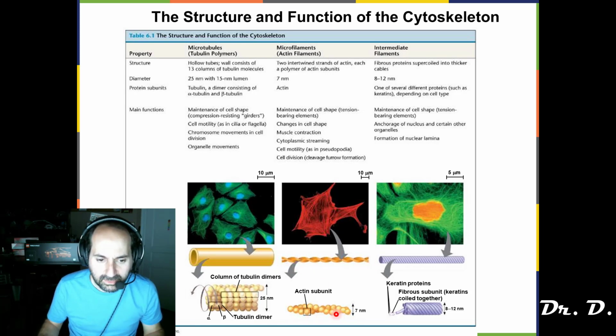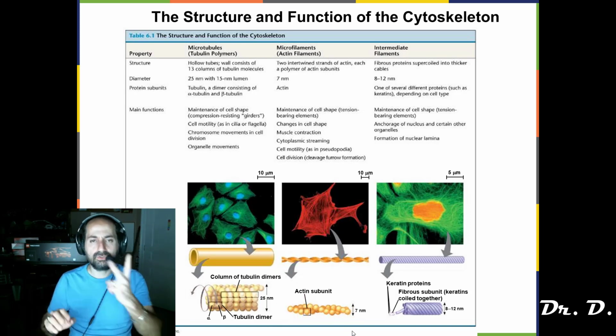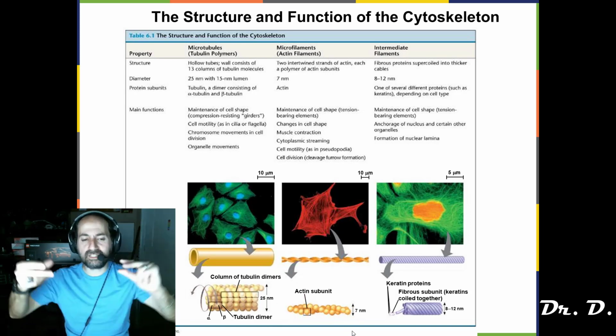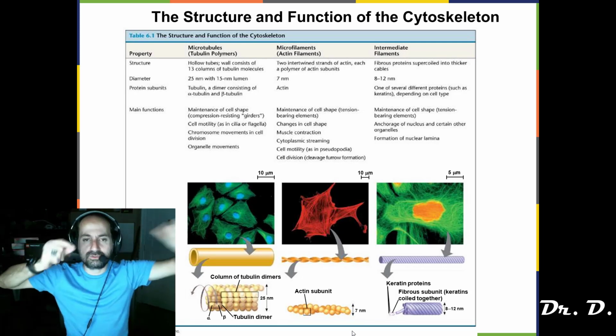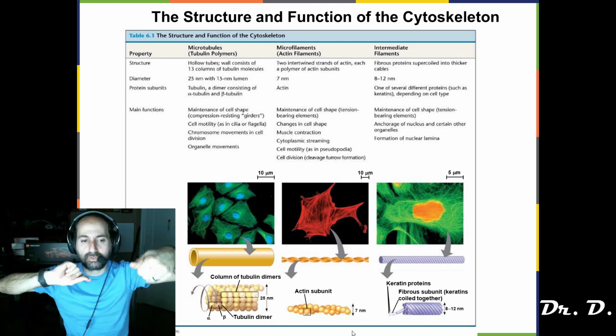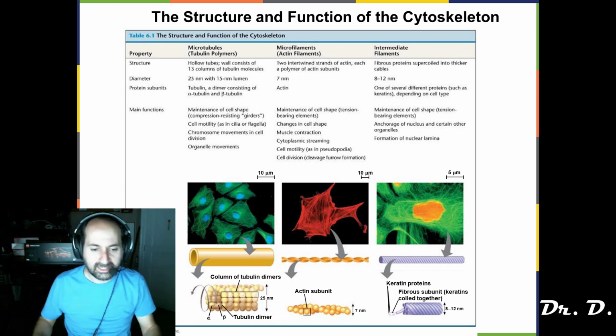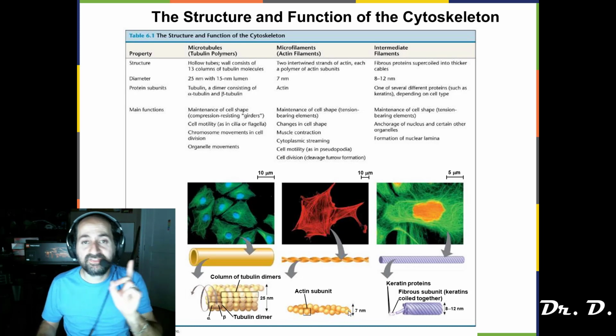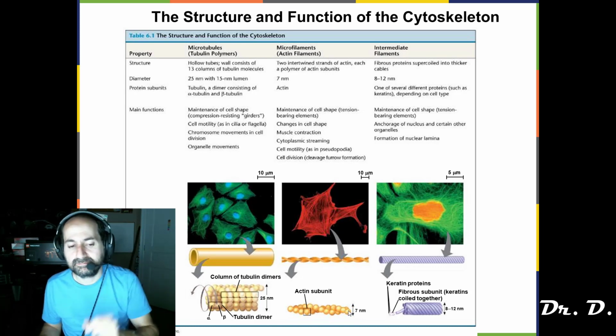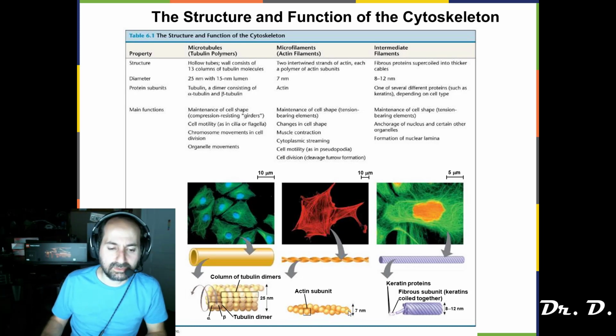And if you look really closely, what does it look like? It looks like two pearl necklaces. Imagine two pearl necklaces that you've twisted or intertwined, right? You've twisted the two pearl necklaces together. And that's what microfilaments look like, and they're the thinnest of the cytoskeletal components.